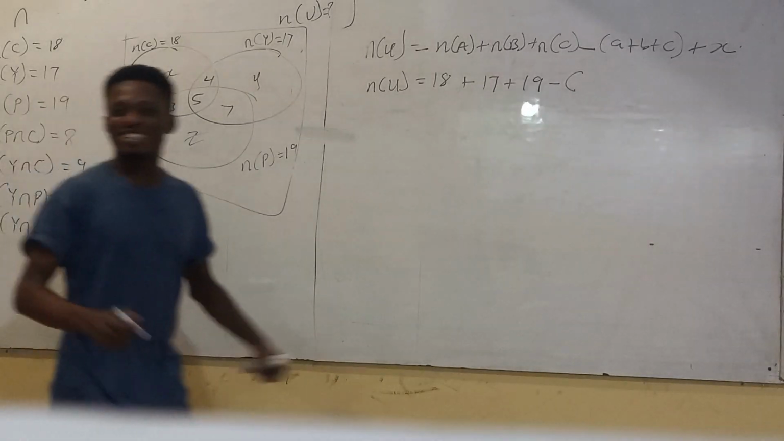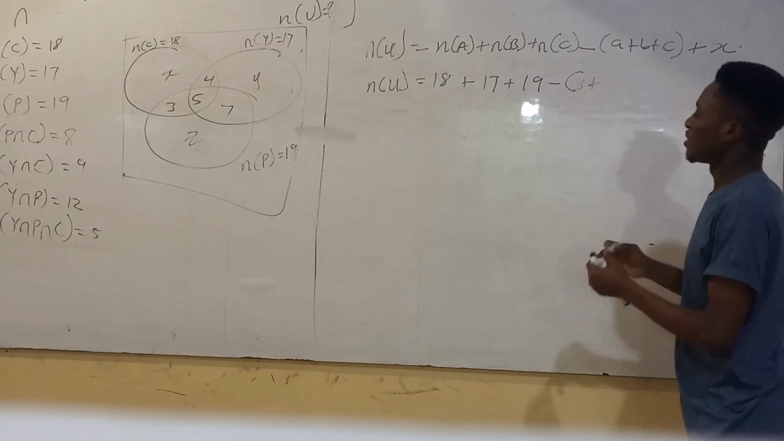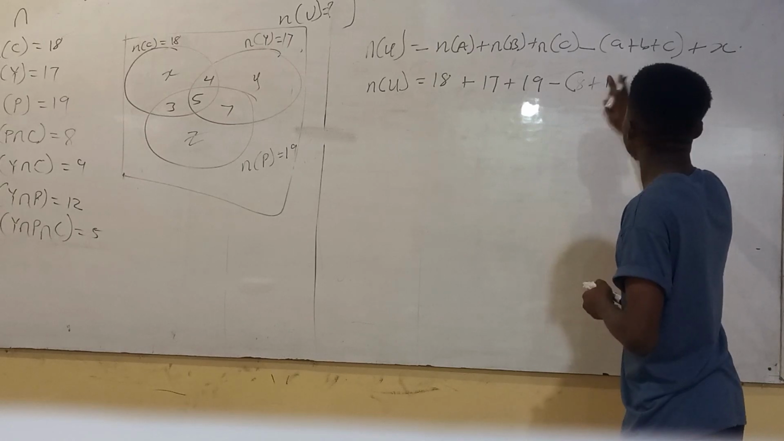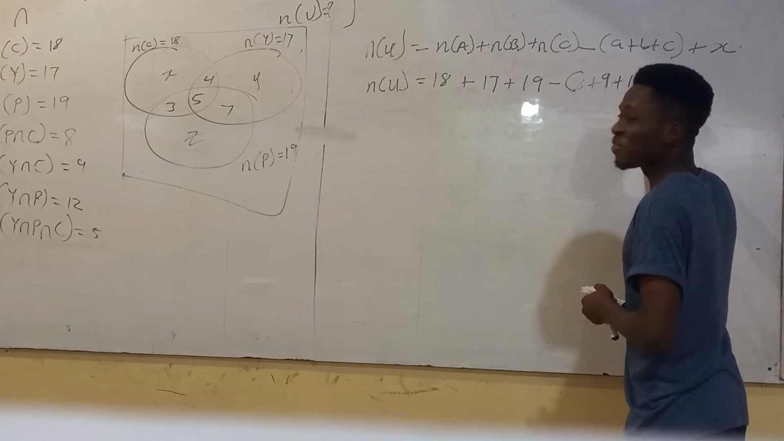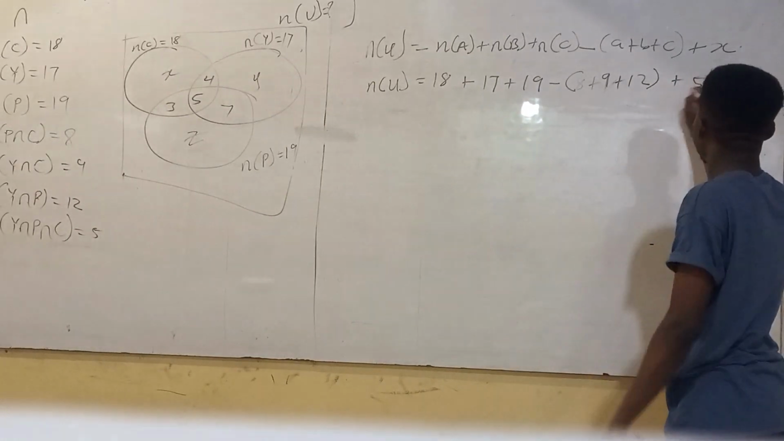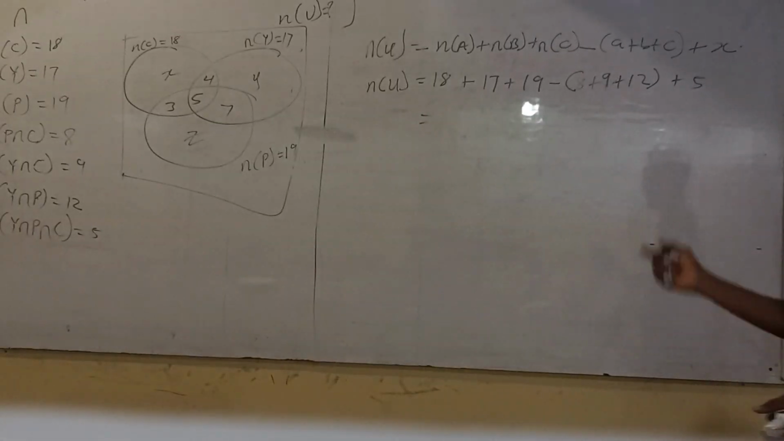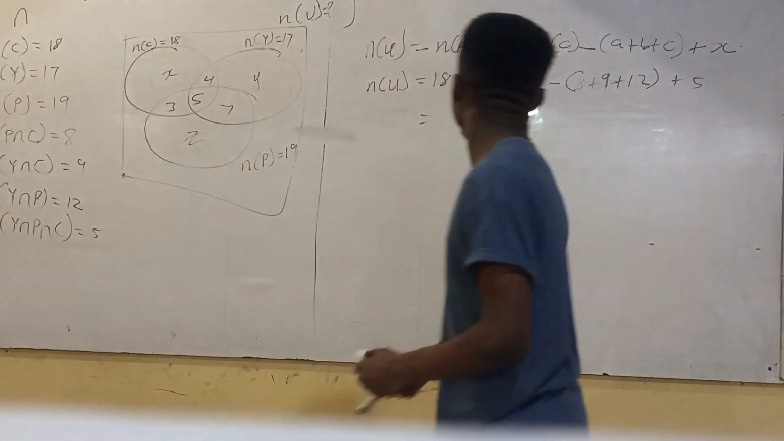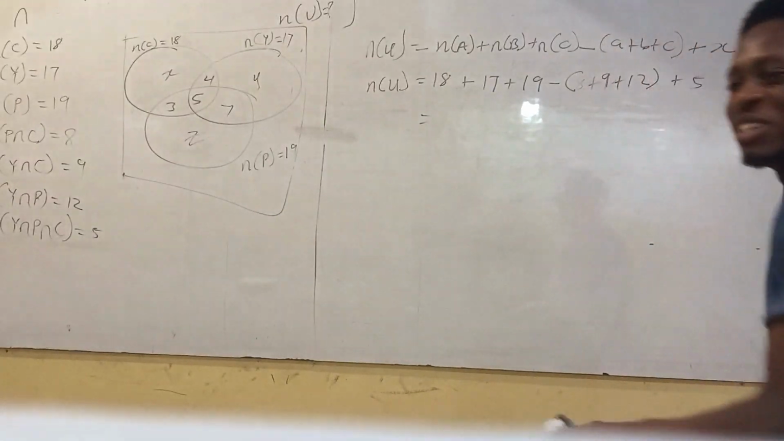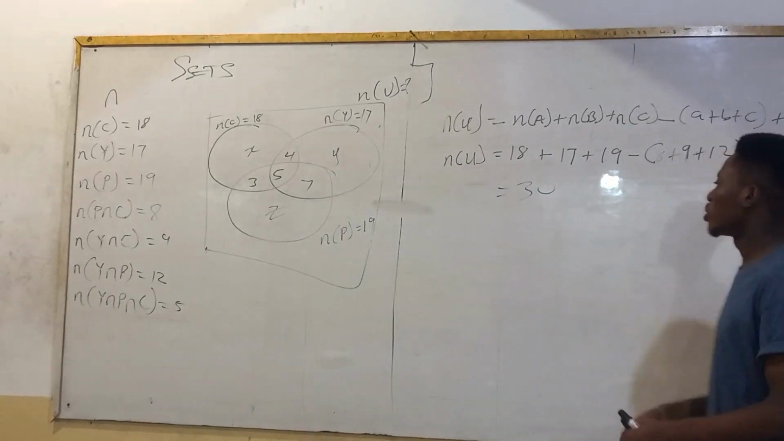Okay, so now we start. So here we have 8 plus 9 plus 9 plus 12, plus 2, plus 5. So when you add everything, you get the universal set. Okay. Right? 30.